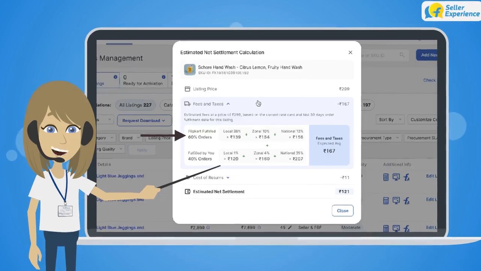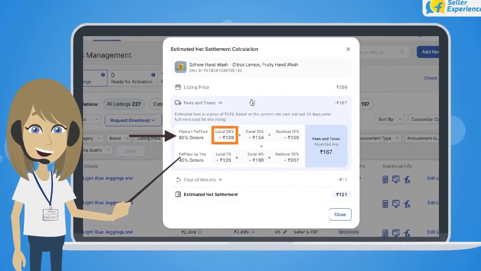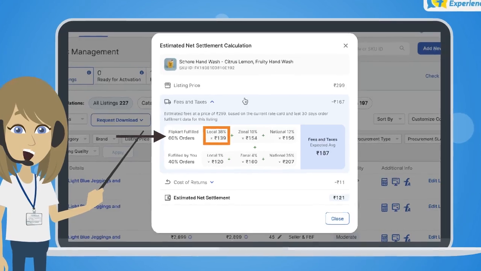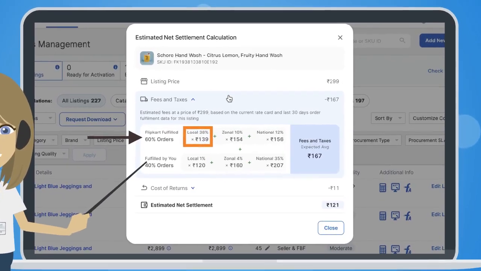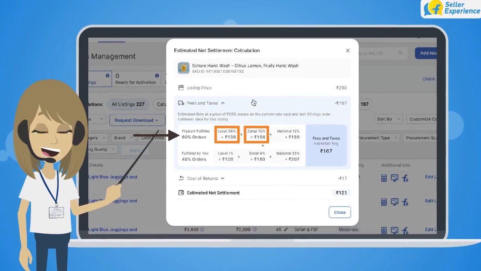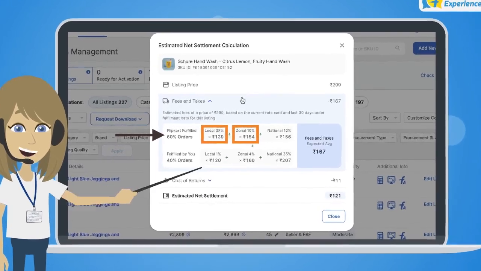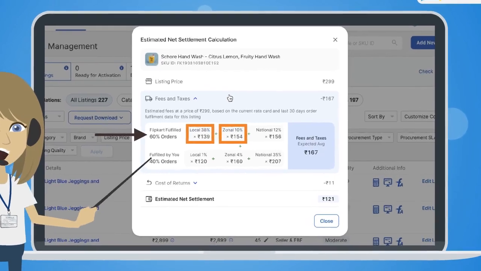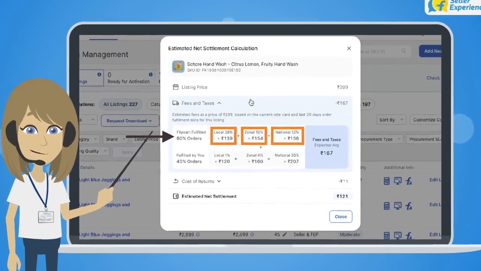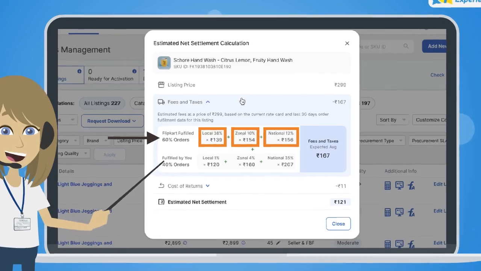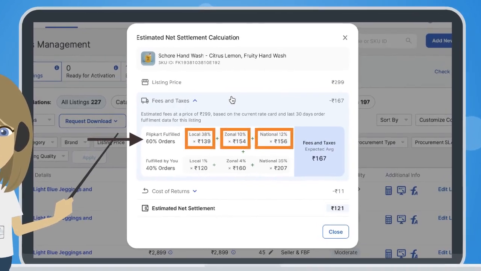We'll look at this example here, where the average fees and taxes of Rs 167 is calculated as, for FBF, 38% FBF local orders multiplied by Rs 139 fees and taxes plus 10% FBF zonal orders multiplied by Rs 154 fees and taxes and plus 12% FBF national orders multiplied by Rs 156 fees and taxes.